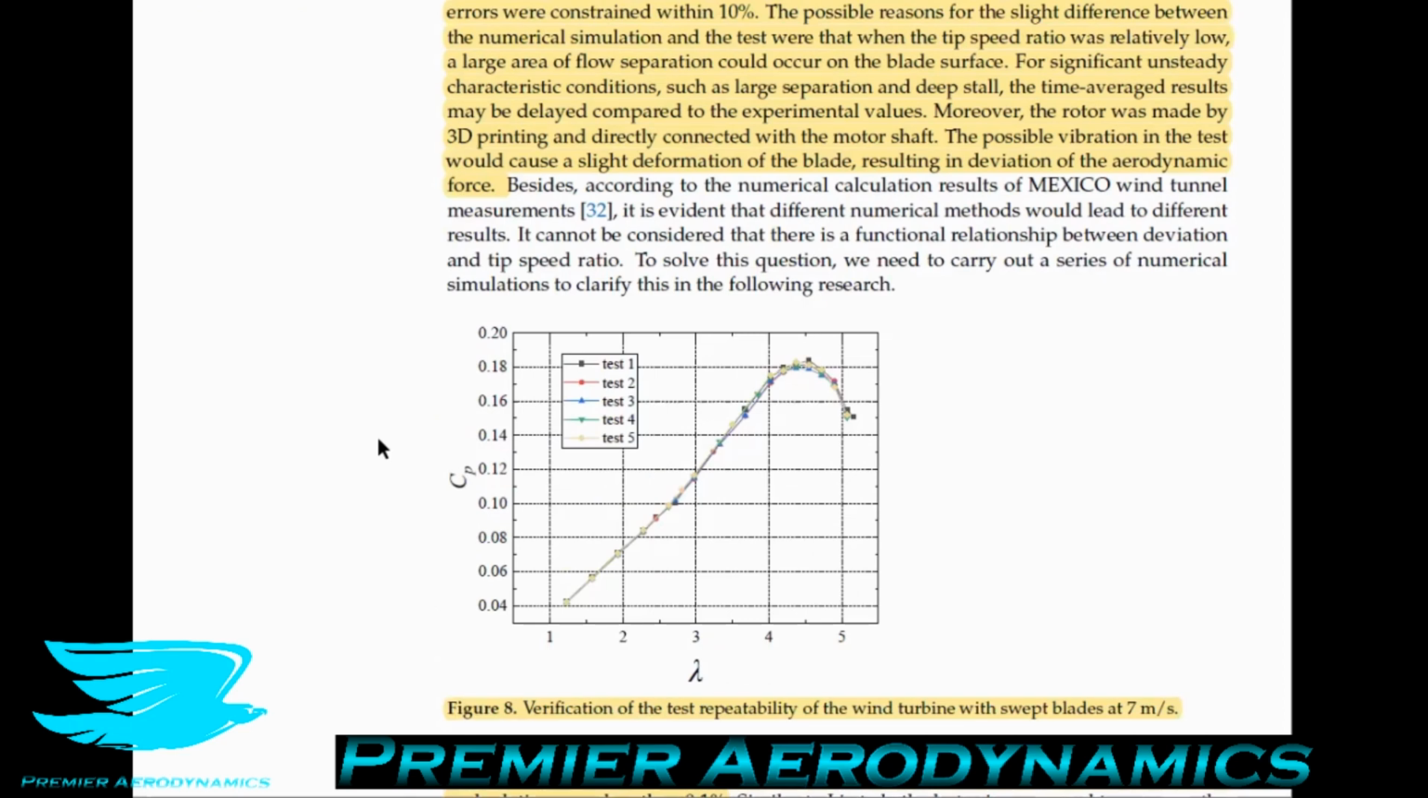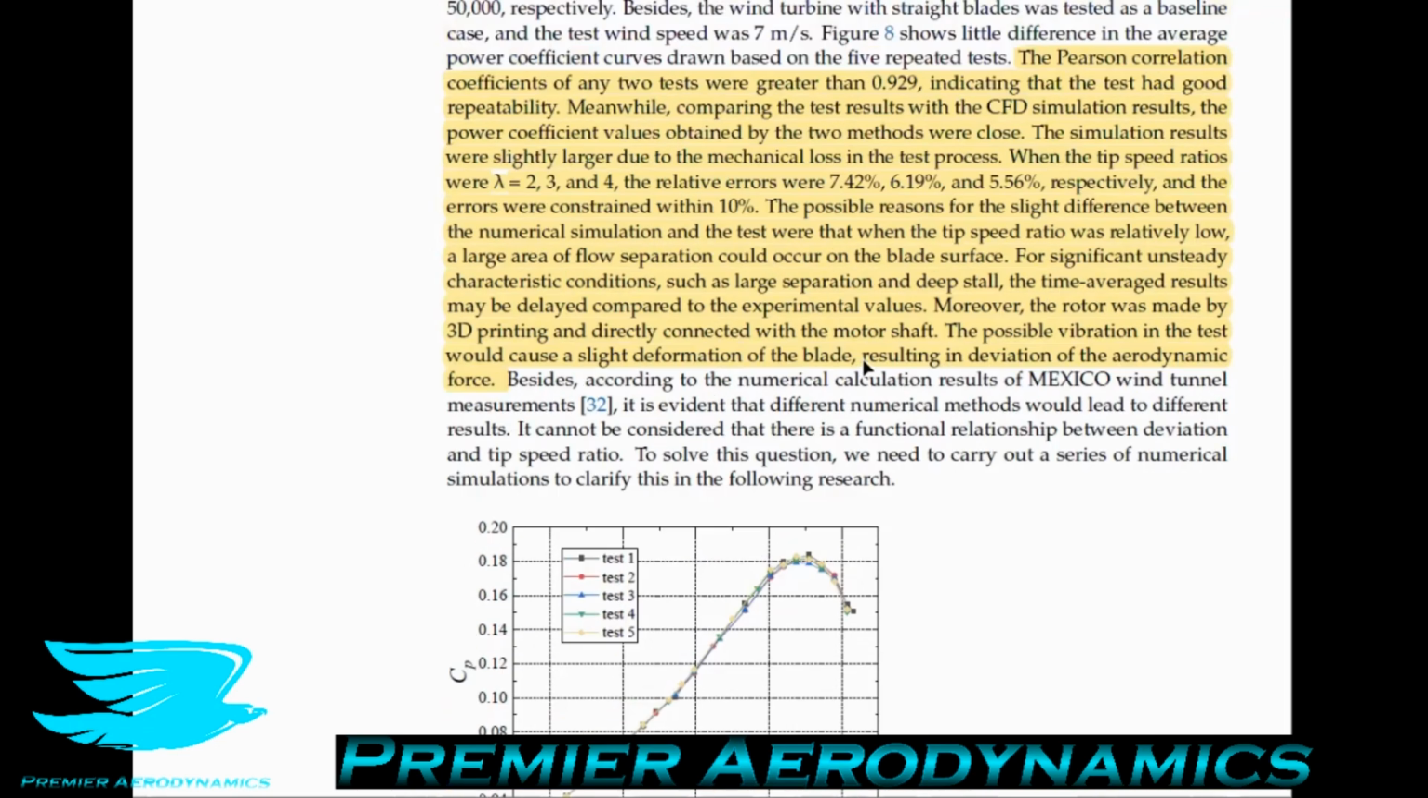So the tip speed ratio, if you remember from last podcast and other podcasts on wind turbines that we've been doing, is the ratio of the tangential velocity of the tip of the blade compared to the free stream velocity. So if it's equal to 1, that means the tip of the blade is moving at the same speed as the free stream velocity. In figure 8, they say that there's little difference in the average power coefficient curves drawn on the 5 repeated tests. So in other words, it's very repeatable, this setup.